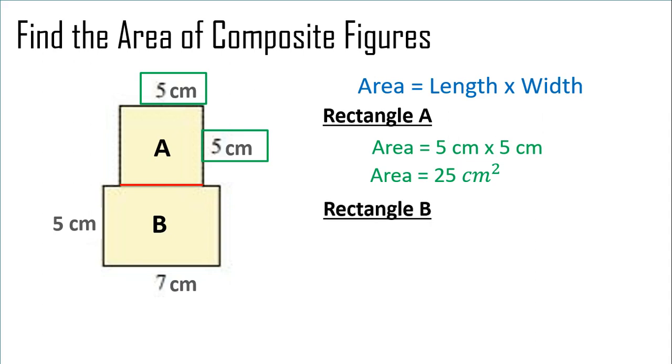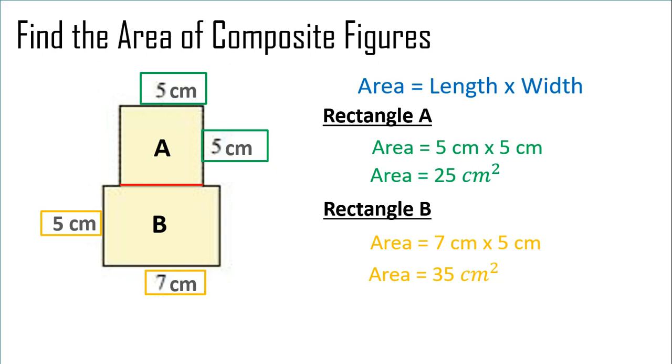Now let's find the area for rectangle B. The length is 7 centimeters and the width is 5 centimeters. So we're going to multiply 7 centimeters times 5 centimeters. 7 times 5 is 35, and centimeters times centimeters is centimeters squared. So the area for rectangle B is 35 centimeters squared.